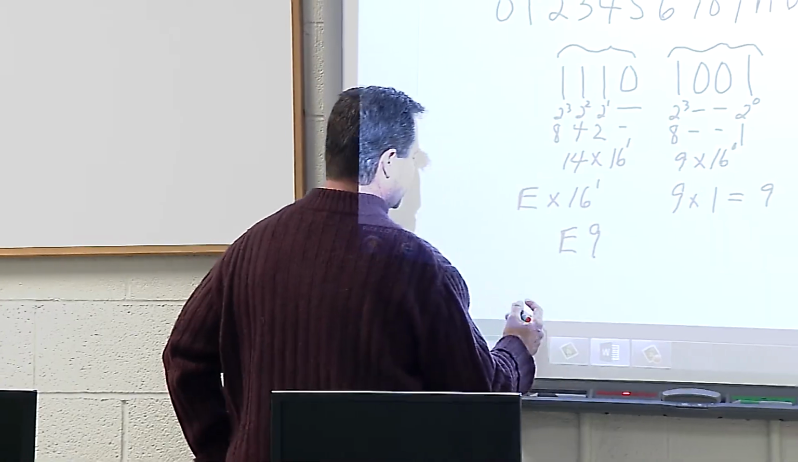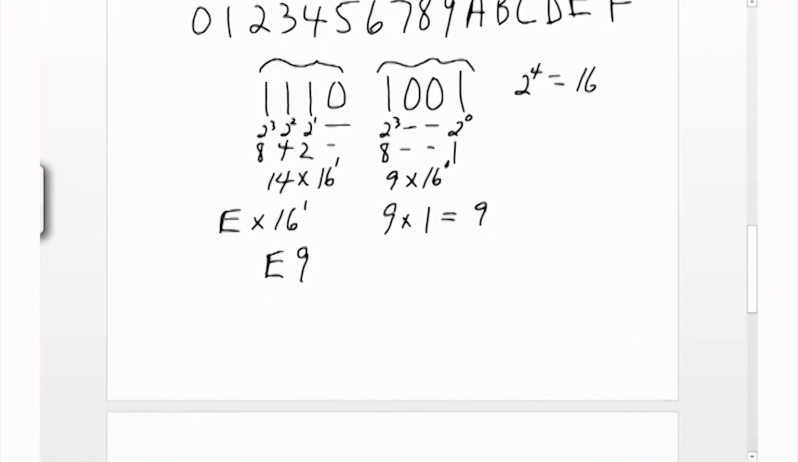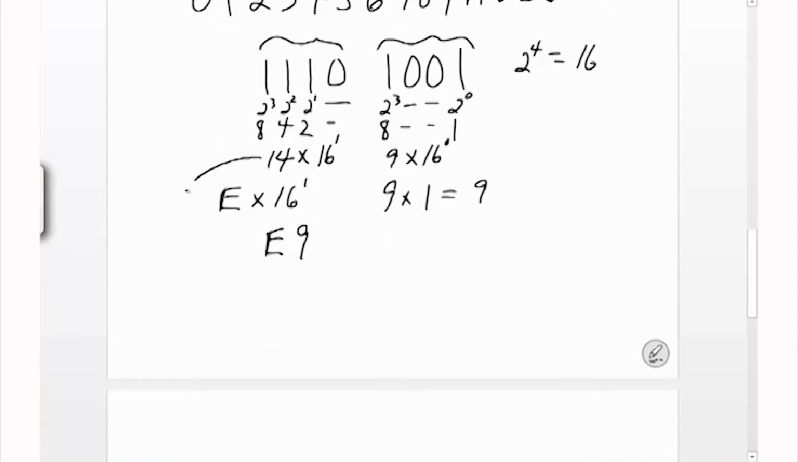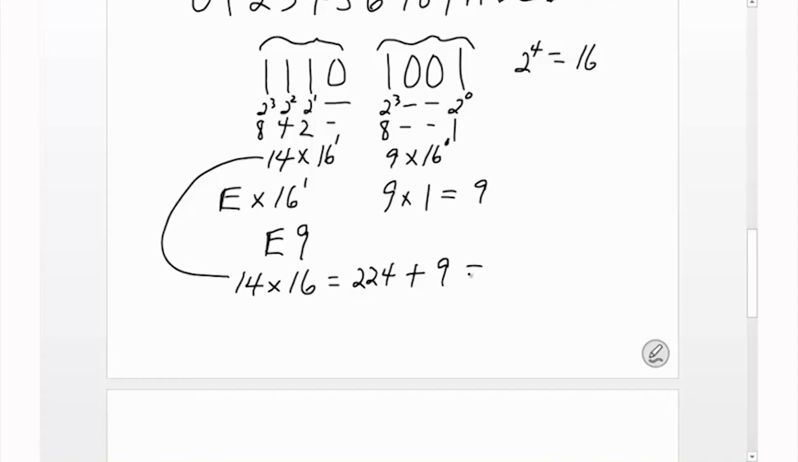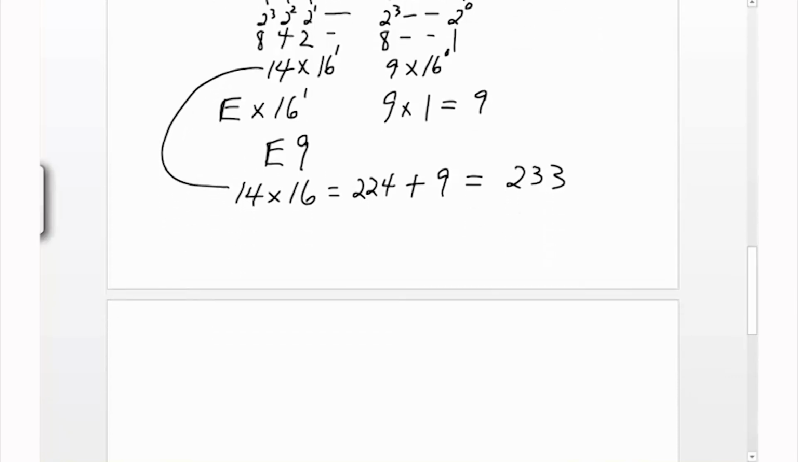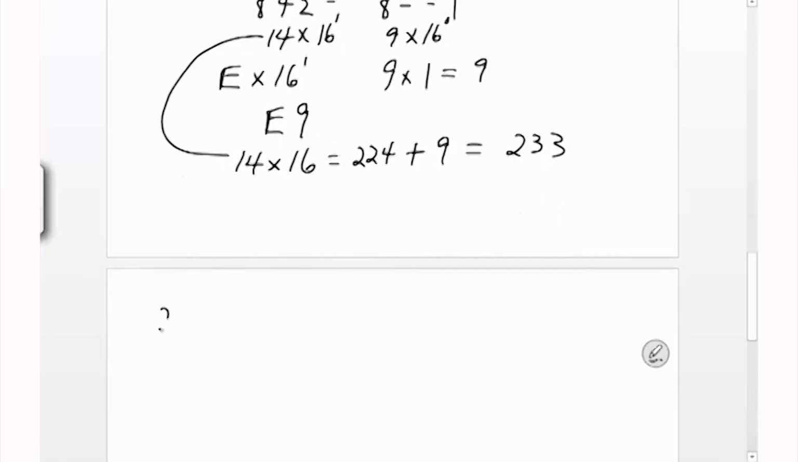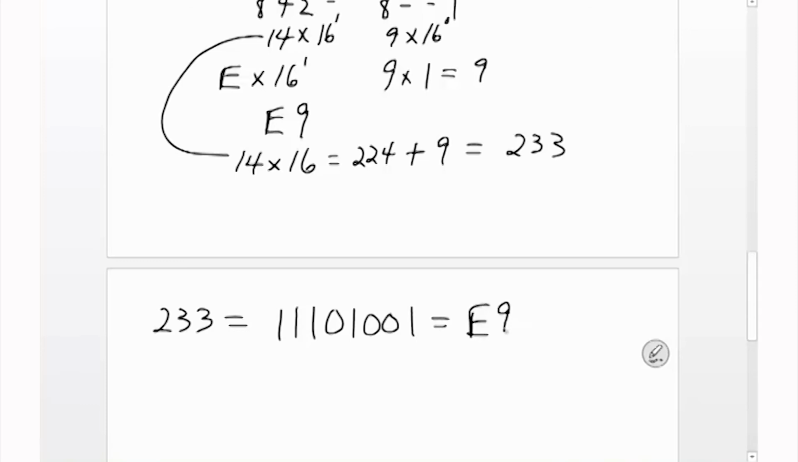Now, if we were to take this even a step further and come back to this and realize that 14 times 16 equals 224, and we add 9 to that, we're back at 233. So what does this all tell us? Well, it tells us that 233 equals 11101001 in binary, and it also equals E9 in hexadecimal.